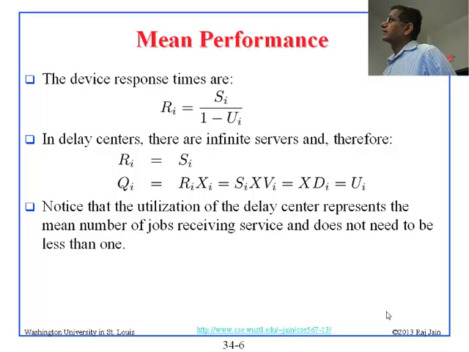For the delay centers, where the device time, the service time, is fixed, you get Q_i equal to R_i, the response time is equal to the service time, and Q_i is basically equal to U_i, the utilization. So if the service center is 50% busy, then the queue length is 0.5, because otherwise it is either 0 or 1, right?